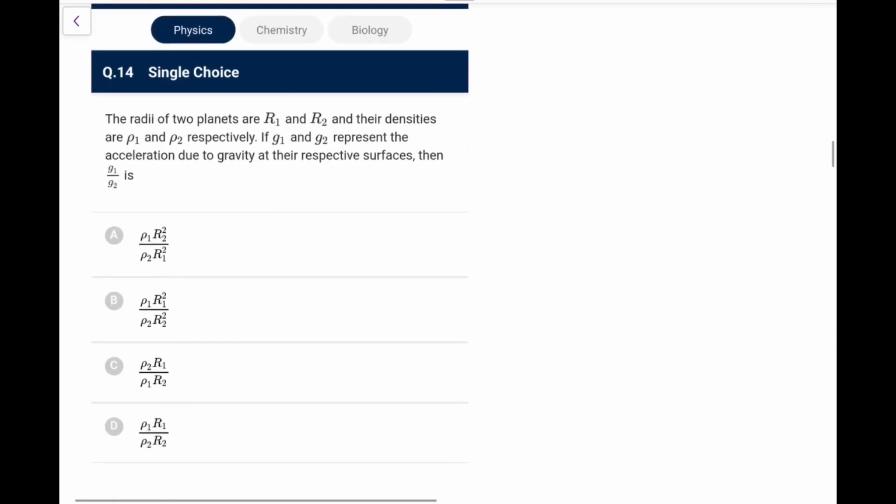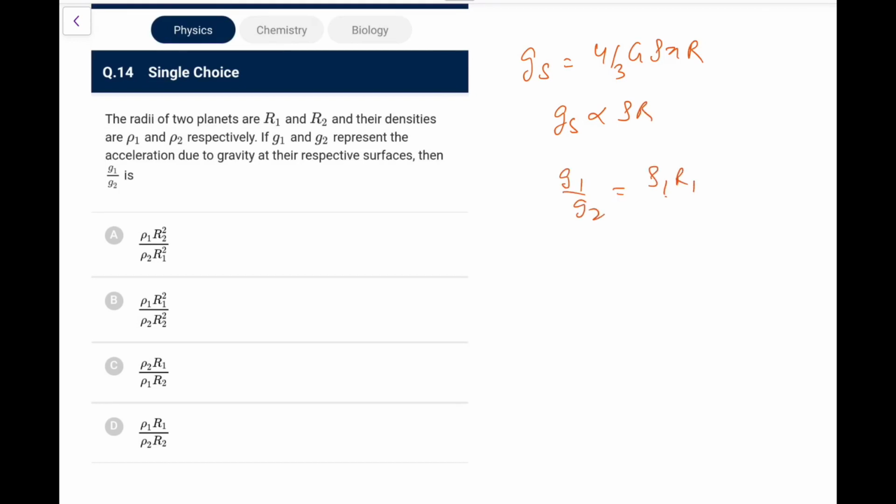Next. The radii of two planets are R1 and R2, and the densities are as given. If g1, g2 represent acceleration due to gravity at the surface, then we write g at surface. Let me take the pen. g at surface, if you remember, is 4/3 G rho pi R. So g_s is proportional to rho R. So then g1 by g2, you can directly write as rho1 R1 upon rho2 R2.